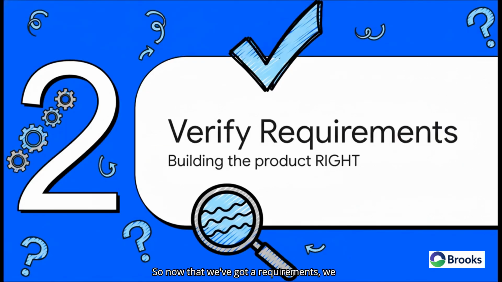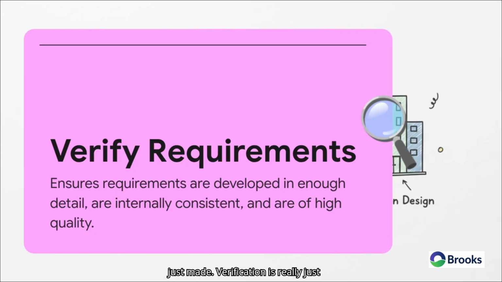So now that we've got our requirements, we have to check our own homework. This is called verification, and it forces us to ask a really important question. Are we building the product right? This is all about quality control on the plans we just made. Verification is really just making sure our plans are clear, consistent, and complete. Are there any contradictions in here? Is anything kind of fuzzy or ambiguous? Is there enough detail for a developer to actually start building this thing? We're basically checking our own work before we hand it off.